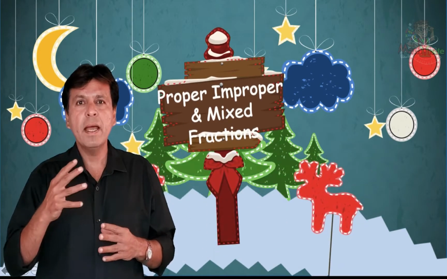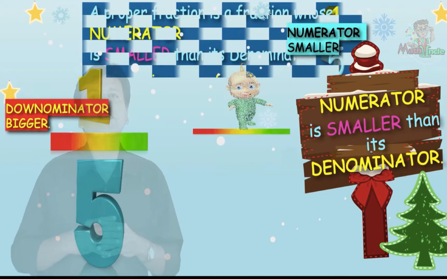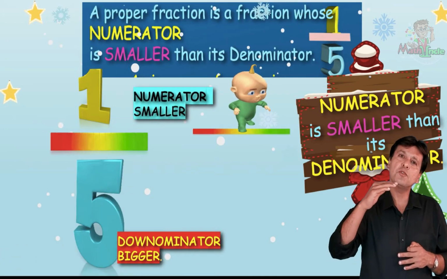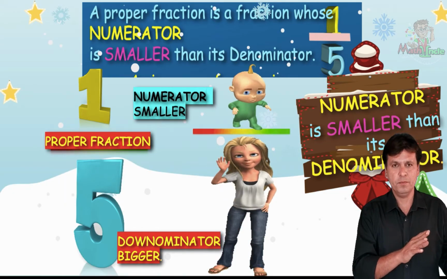There are different types of fractions: proper, improper, mixed, and whole. Proper fractions are those whose numerator is smaller than the denominator, and their value is always less than 1.